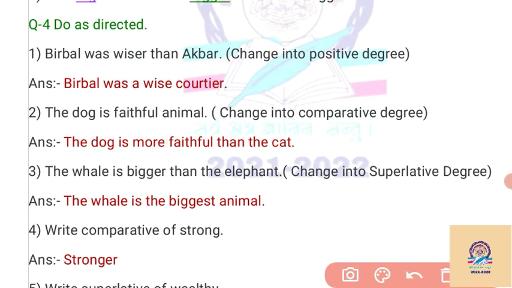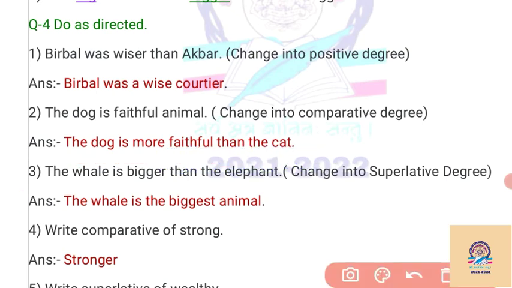Then the second example: the dog is a faithful animal, and we have to change it into the comparative degree. So here we have to compare the dog with another animal. The dog is faithful, an adjective, so we have to add the word more: more faithful. We also have to write 'than' and after it another noun, to whom we want to compare the dog. So after 'than' we write 'the cat'. Our answer is: the dog is more faithful than the cat.